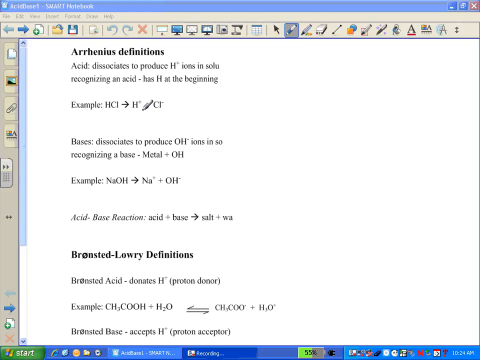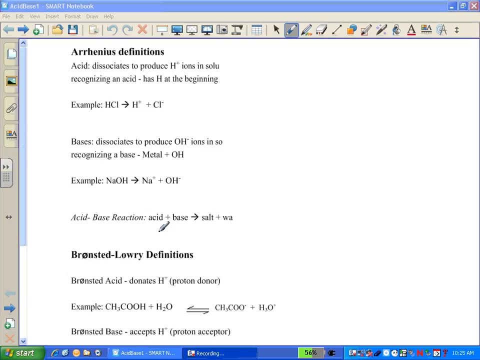Now it's important to note that it's the H+ and the OH-, or the hydrogen and the hydroxide ions, that are responsible for the properties of these substances. Properties such as acids react with metals to produce hydrogen, acids react with litmus to produce a red color, or they're clear in phenolphthalein. Bases, on the other hand, react with litmus to produce blue, or react with phenolphthalein to produce a pink color.